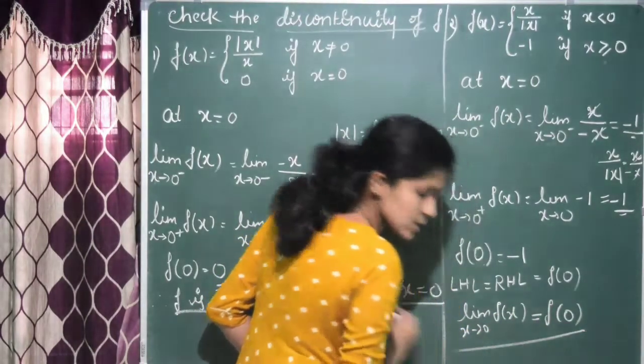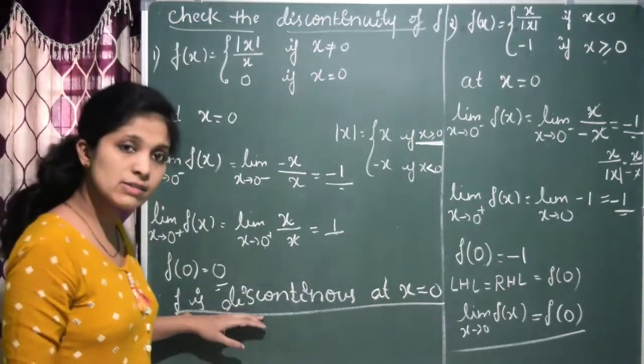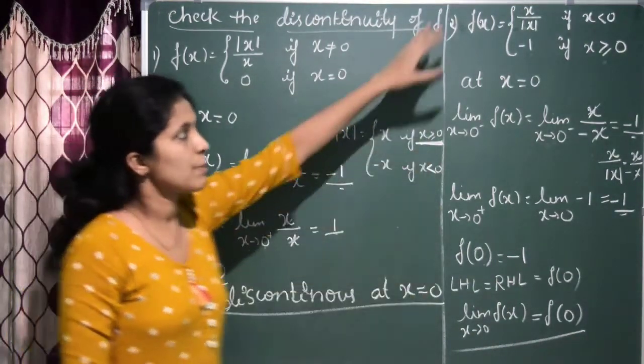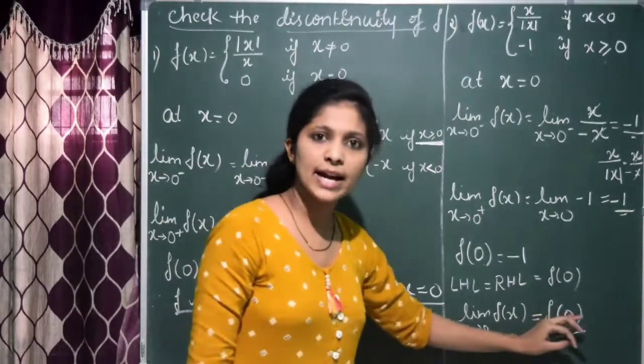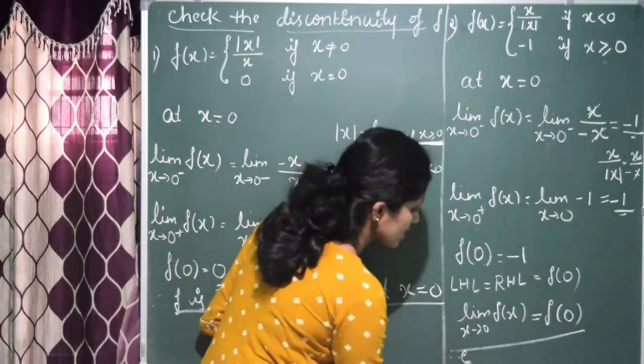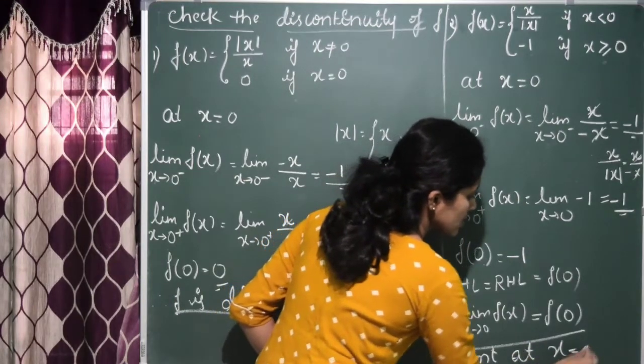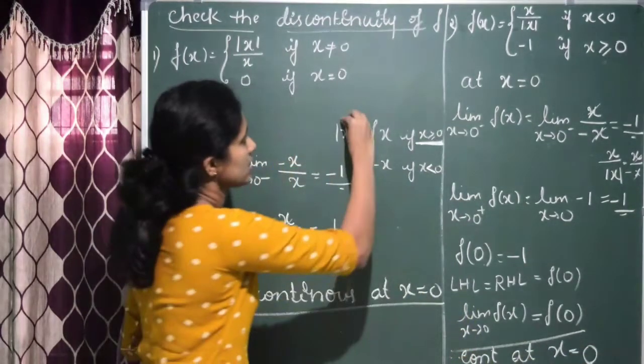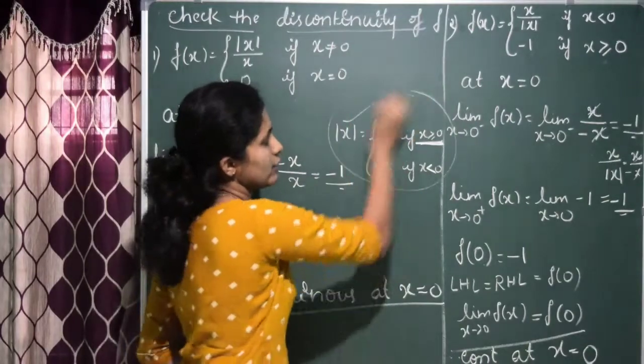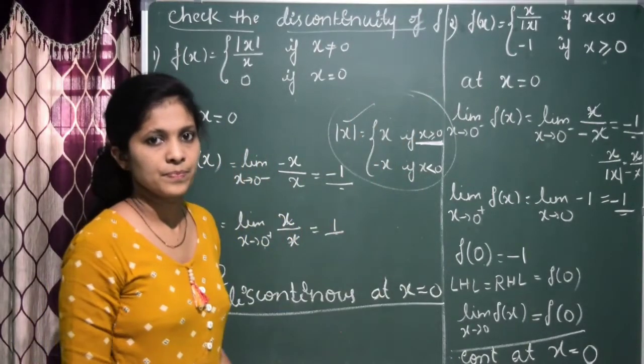So this is the difference between these two problems. Here this is discontinuous at x is equal to 0, but this function is continuous at x is equal to 0. Please remember this. Remember this also, very important one. Everywhere this will be there.